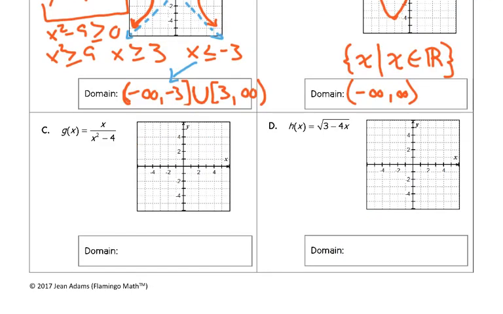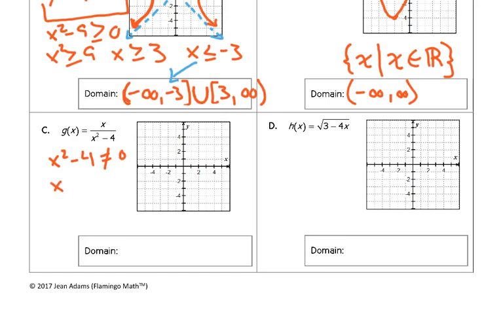Looking at part C, we want to look at the domain of this algebraic representation of a function. So we're going to say, what can x not be? To find the domain, we always say, what can x not be? We have a fraction. And what's the special rule about fractions here? We cannot have 0 in the denominator. So we know that x squared minus 4 cannot be equal to 0. Cannot equal 0.